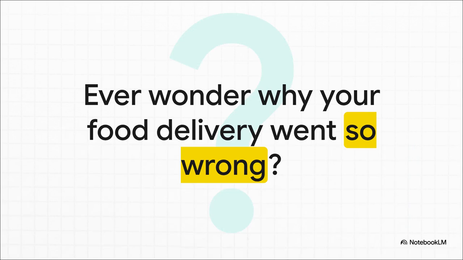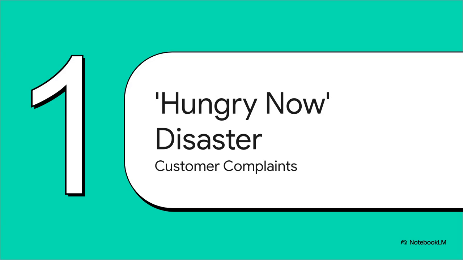I mean, think about it. Maybe your food delivery shows up super late, or you get a completely wrong order. Or, and this is the worst, the restaurant you were craving just vanishes from the map. It feels totally random, doesn't it? But what if I told you it's not random at all? What if it all comes down to one single thing? Data quality.